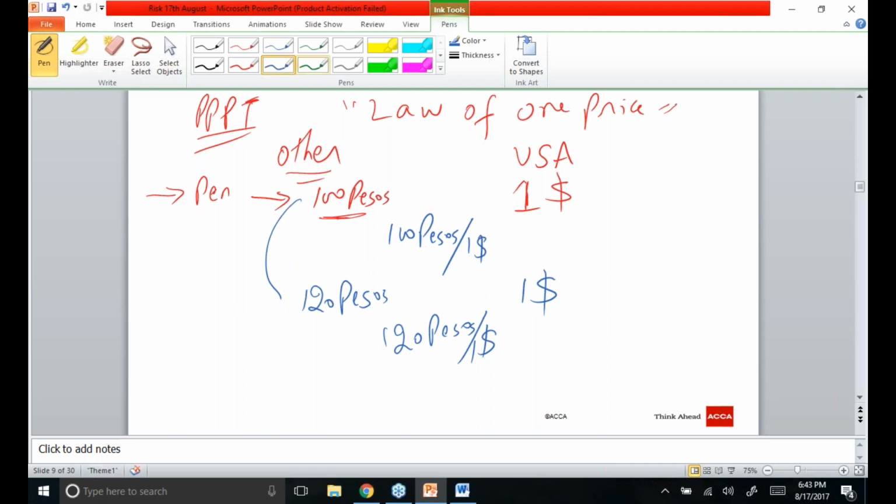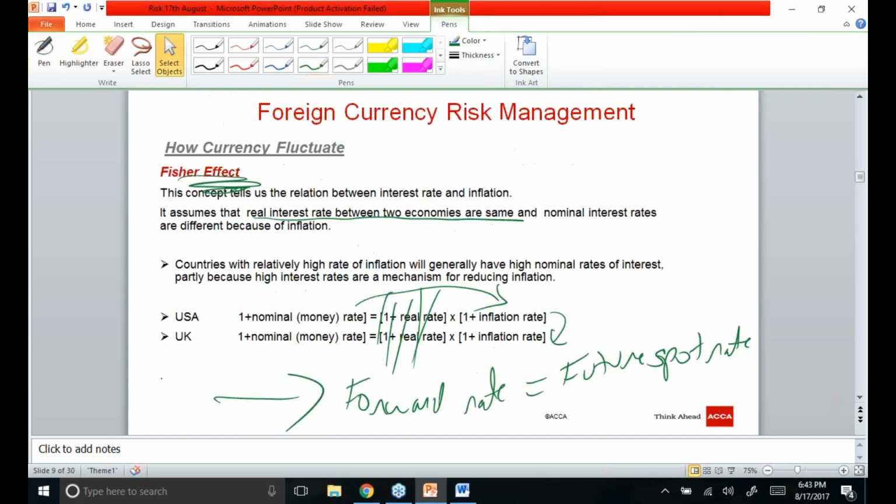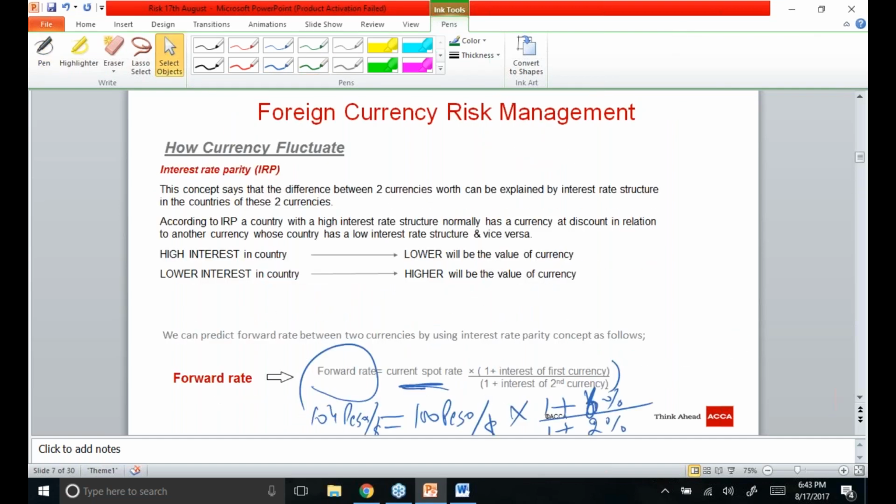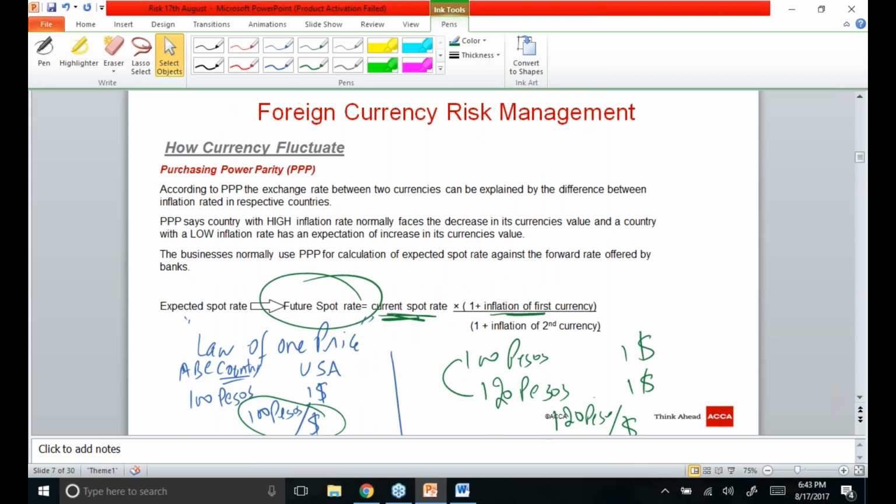So in this scenario, if I provide you the spot rate and give you the inflation rate, you can calculate the future spot rate. Like in purchasing power parity theory, if I give you the spot rate and I give you the inflation rates of two currencies, you can predict the future spot rate.